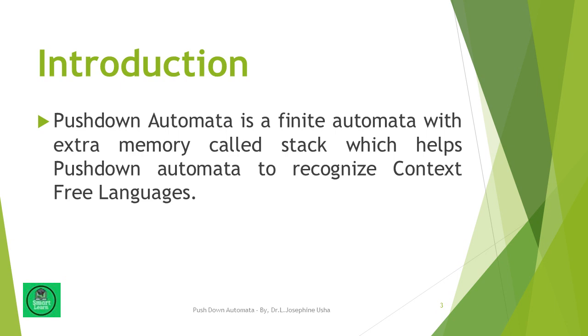And why are we going for pushdown automata? It is for recognizing context free languages. In the previous presentation we discussed what is context free language. It is a language generated from the context free grammar. The set of strings accepted by the context free grammar is called a context free language. For recognizing context free language you go for the pushdown automata.